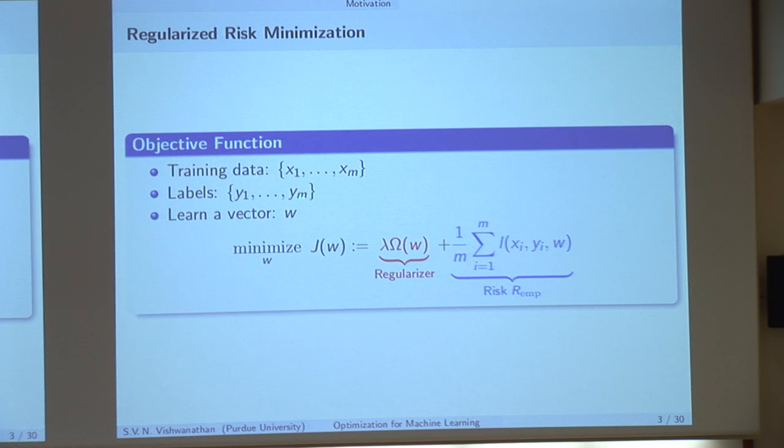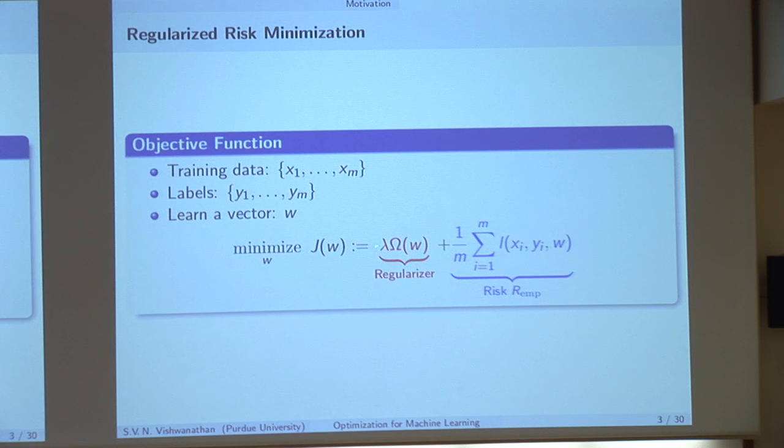Our goal is to learn a vector, which is the parameter of our model. The way we are going to learn this vector is by setting up a regularized risk minimization problem. There is a regularizer, which penalizes complex models. And then there is the empirical risk, which is obtained by averaging the loss of your model on your data points.